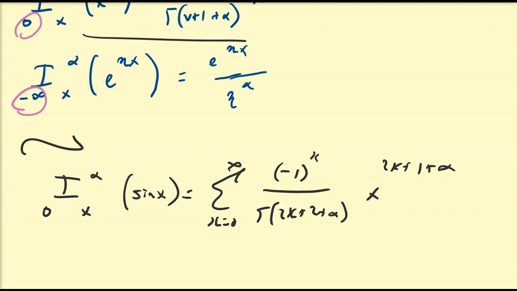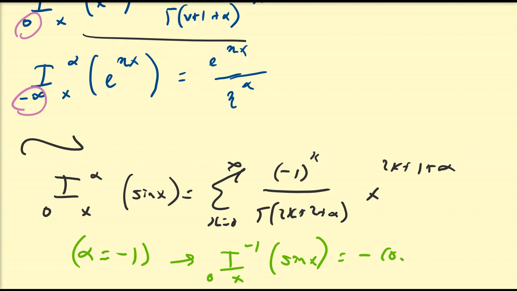And we showed that when alpha was equal to negative 1, this gave us that the fractional integral from 0 to x of order negative 1 of sine of x was equal to negative cosine of x, which is fine, but it had this plus 1 that was problematic. So in this video, we're going to investigate base points in a little bit more detail and try and see if we can figure out what a base point should be for the function sine of x.